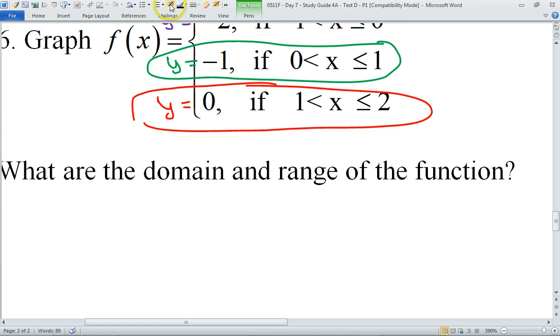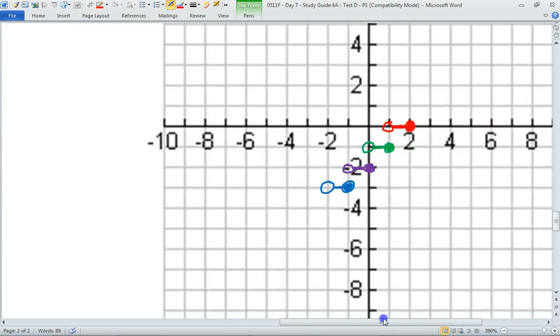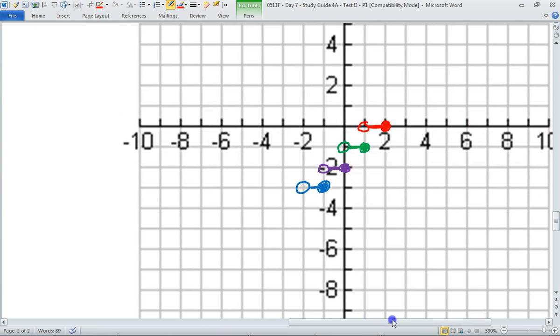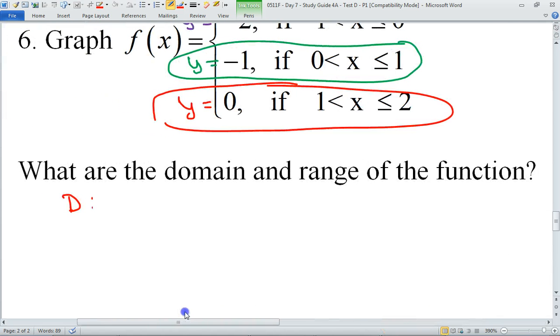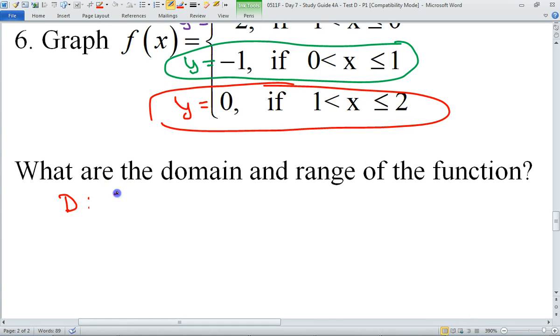Remember how I kept promising you that the domain would not always be negative infinity to positive infinity? Yep. Well, here we are. The domain is not negative infinity to positive infinity. What is the domain for this function, you guys? Negative 2 to positive 2. That's as far as it goes left and right. Negative 2 to positive 2. Okay, so that's thing number 1.